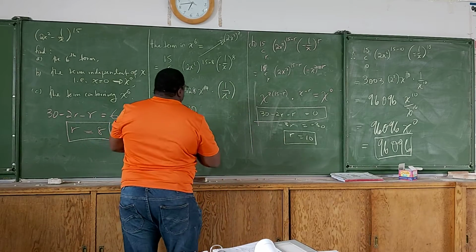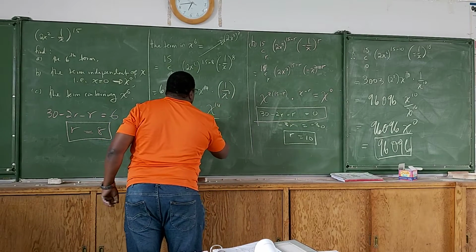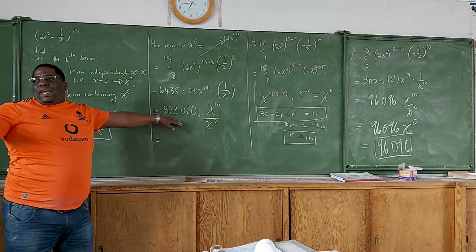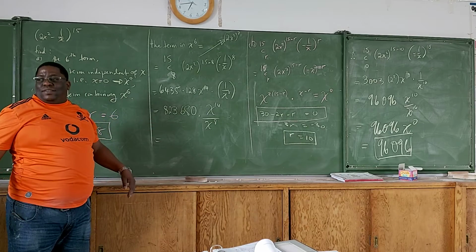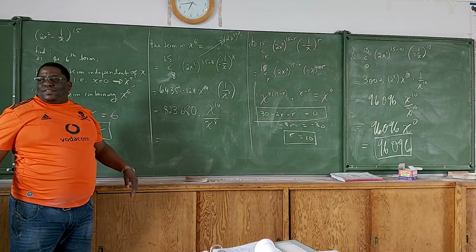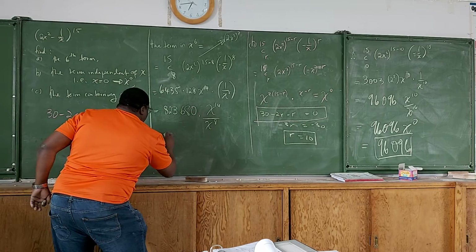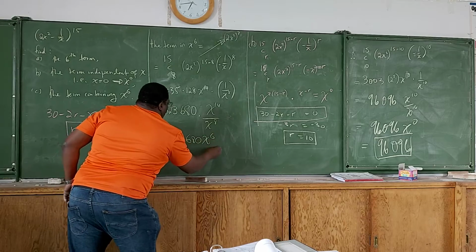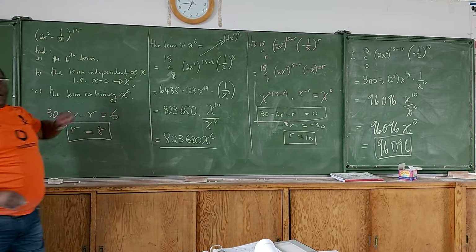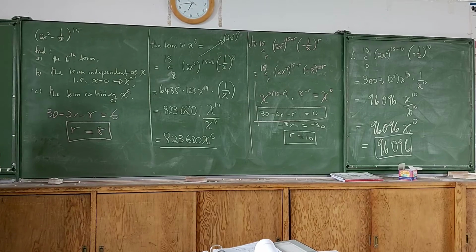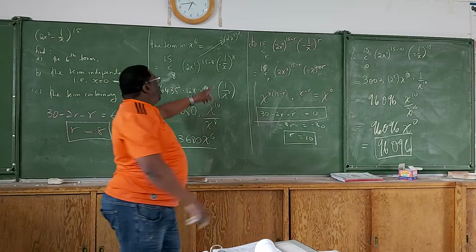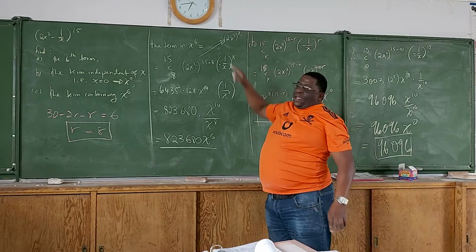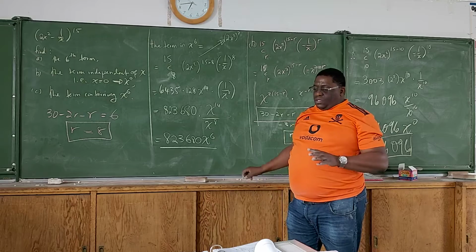Okay. x to the 14 over x to the 8. When you divide, you subtract the indices. When you divide, you subtract the indices. When you have an index raised to another power, you multiply. So it's very easy to make a blunder and say x to the 9. I think this is where we are ending.